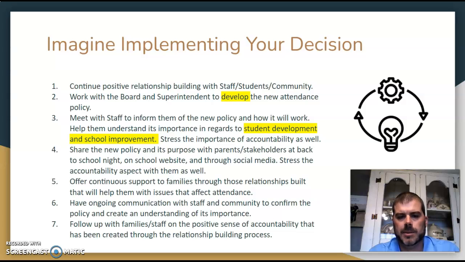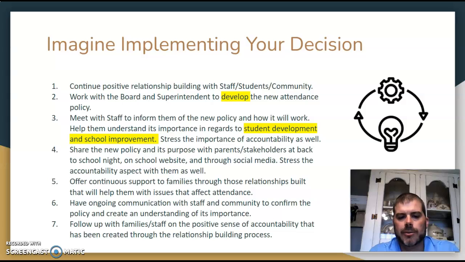I think this policy is something that is important and it needs to be adhered to by everyone and understood by everyone. Number three, I would meet with staff to inform them of the new policy and how it will work. My goal would be to help them understand its importance in regards to student development and school improvement. And I would also want to stress the importance of the accountability aspect as well. Number four, I would share the new policy and its purpose with our parents and stakeholders at back to school night, on the school website, and through social media. I would also want to stress the accountability aspect with them as well.